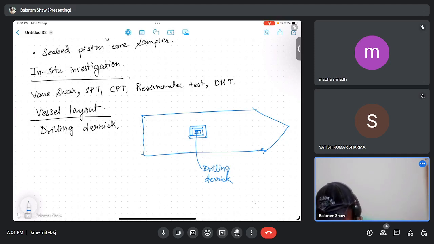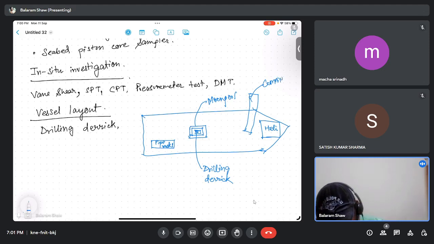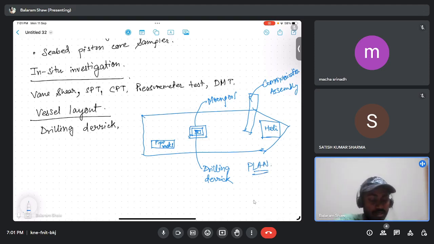Then let us say some pipe racks will be there. Then a helipad will be there. Then a moon pool will be there here or somewhere else. And there can be some towers for communication, some radio towers or some kind of communication tower. A communication assembly should be there. Then several such things will be there for the vessel layout. So the first one, the most important, is the drilling derrick.